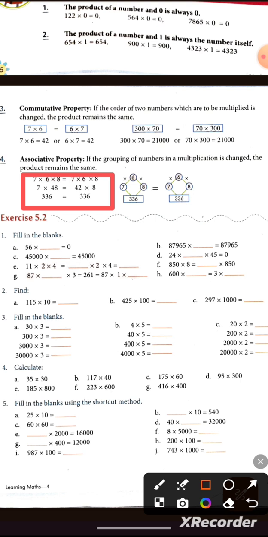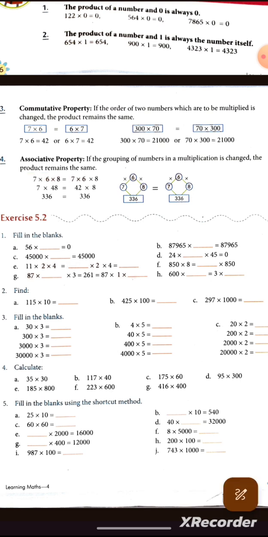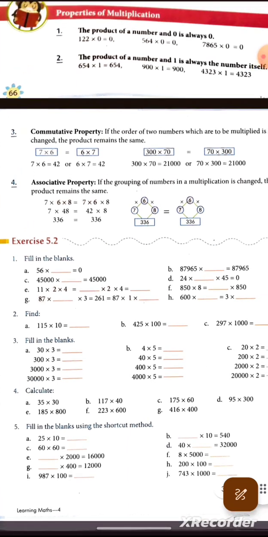I hope you all have understood, and with the help of these properties we have to solve all these exercises.